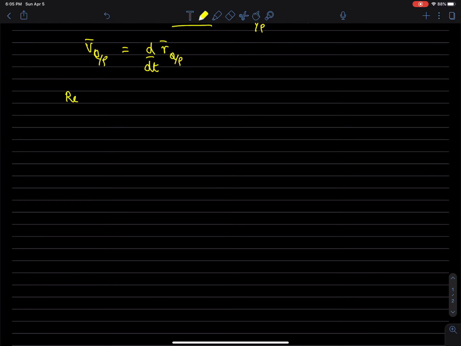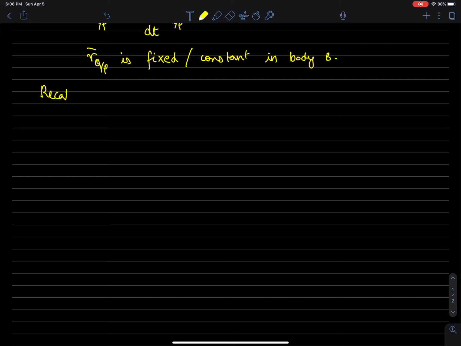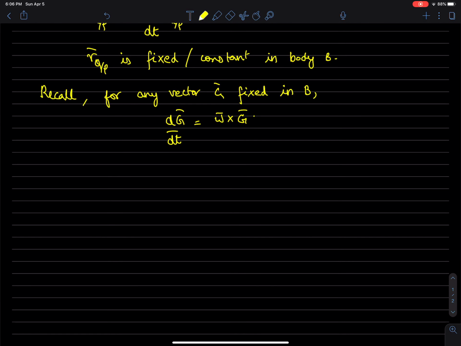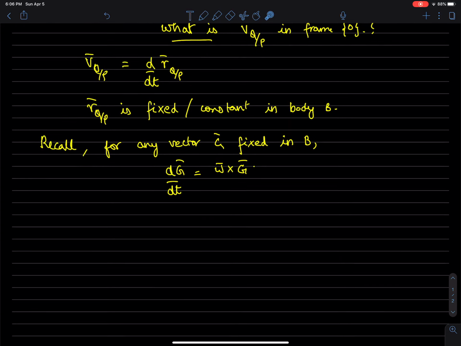And recall that if we had a vector, well, first of all, let's say RQ with respect to P is fixed, or it's a constant in body B. And we just derived this relationship, recall, for any vector G fixed in B, dg by dt equals omega cross G. Okay, so that's it really. So RQ with respect to P is one such vector.